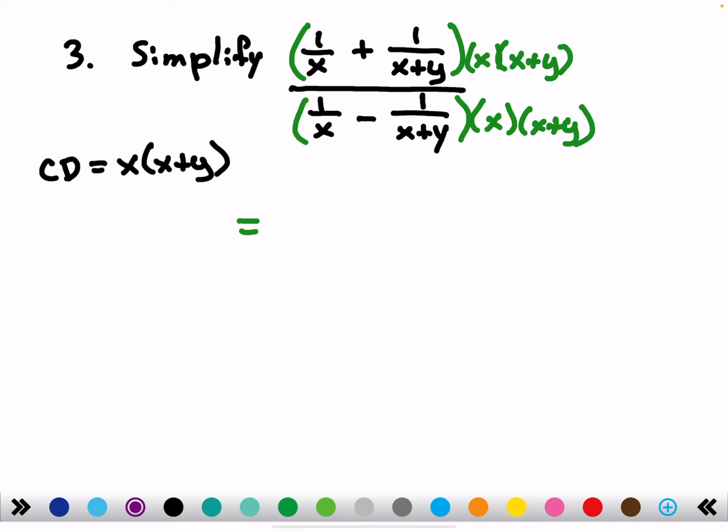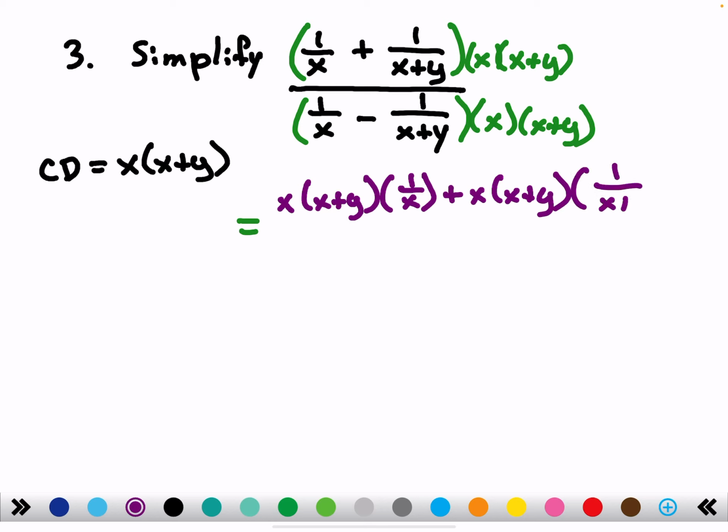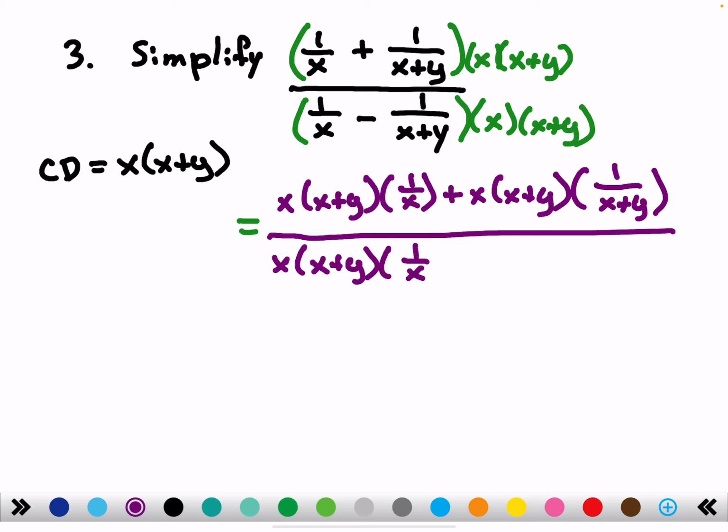And we use the distributive property, so that's x times x plus y times 1 over x in the numerator plus x times x plus y times 1 over x plus y, all over, in the denominator, again use the distributive property: x times x plus y times 1 over x minus x times x plus y times 1 over x plus y. And we'll cancel out our like factors.